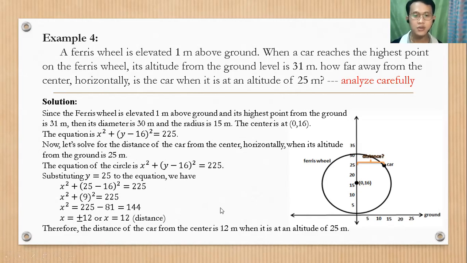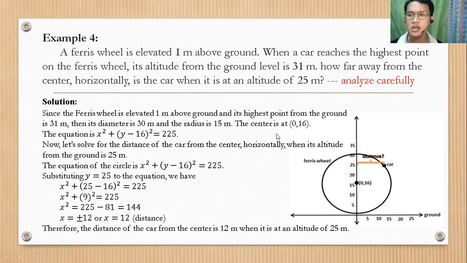Therefore, x is equal to positive or negative 12, or x is equal to 12. Why did we consider 12? Because when you are measuring a distance, we don't have a negative distance, right? We cannot say that the distance from here to that point is negative 1. Distance should always be positive. So that's why we have x equal to 12. Therefore, the distance of the car from the center is 12 meters when it is at an altitude of 25 meters. Okay, so I think we are clear about this one.